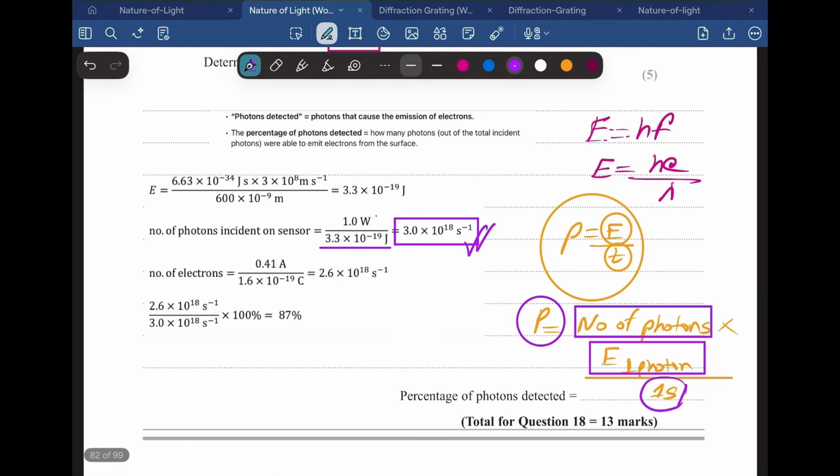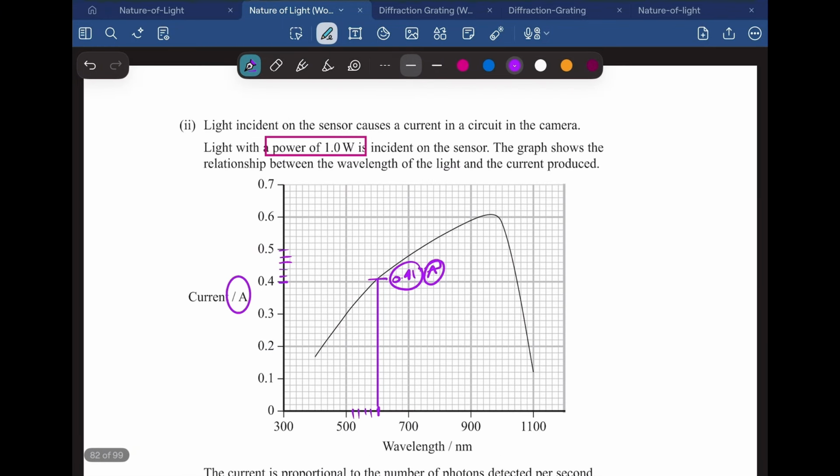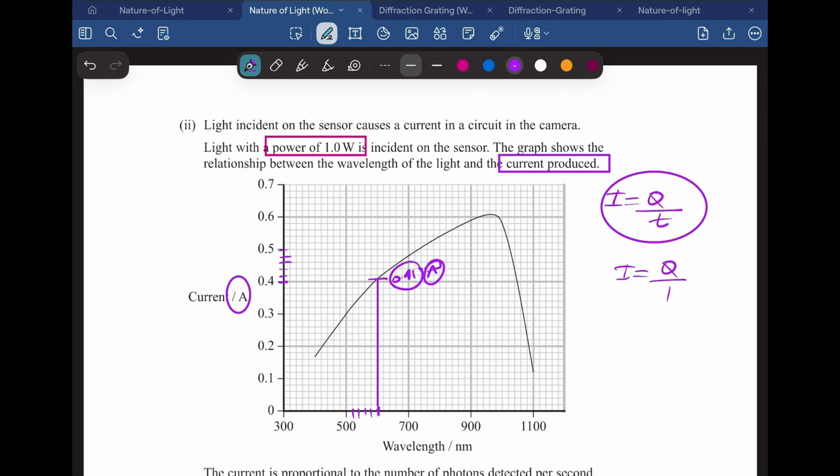Okay, so we have got the current value. Now we know there is a formula. We can figure out the current produced per second. We know current is equal to charge divided by time taken. Since it is per second, we can write current is equal to charge by 1, which is the same as current is equal to charge. Now this is the total charge. What does total charge mean?